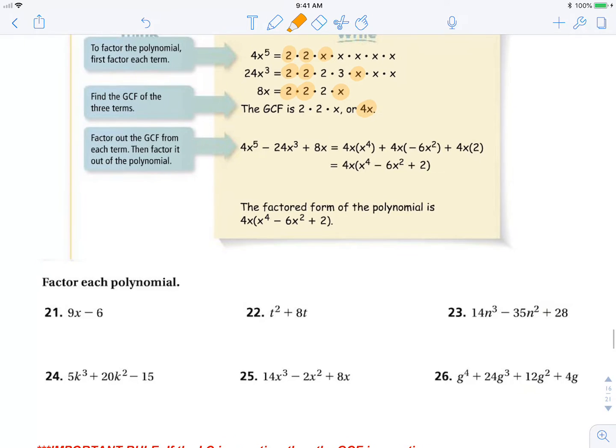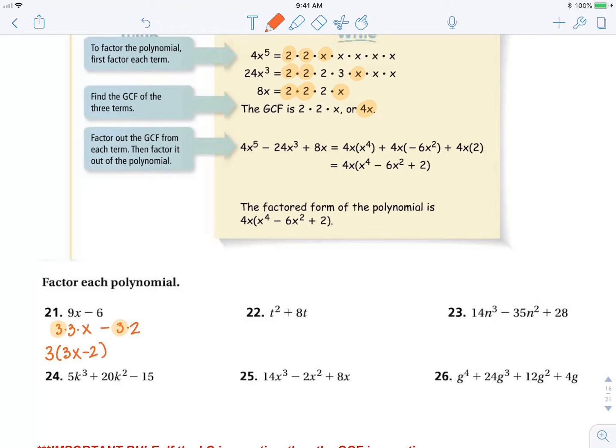So if we're looking at 21 and we want to factor, if I'm thinking of it conceptually, I'm going to prime factor each term. So this is 3 times 3 times x minus 3 times 2. The only common factor that they have is 3. So I'll factor out a 3, and what's left is 3x minus 2.